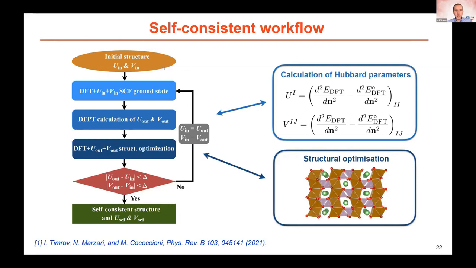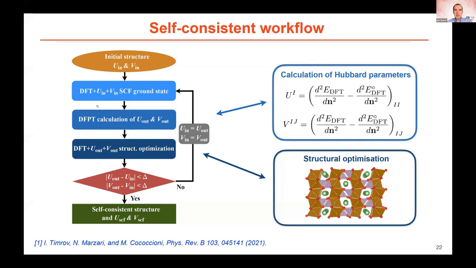You choose the initial structure, let's say experimental one or from database, COD, ICSD, you name it. And you can in principle have an initial guess of Hubbard parameters. If you don't know anything, just use 0. But if you have some initial intuition as to which values you should have, you put those in as the initial guess for Hubbard parameters. Then you perform DFT plus U plus V self-consistency ground state. If you don't have U and V, it's 0, so it's simply a DFT ground state calculation, as we did yesterday.